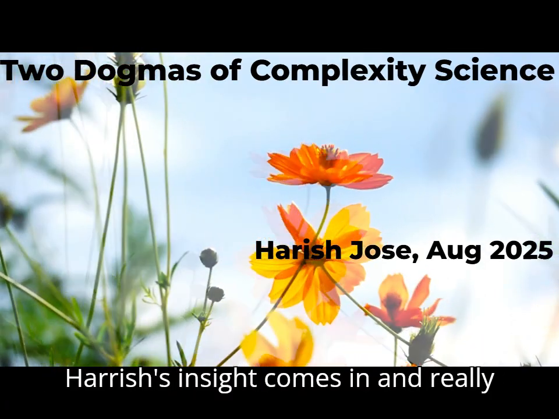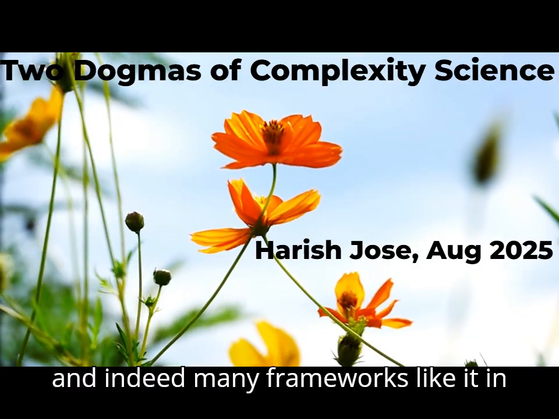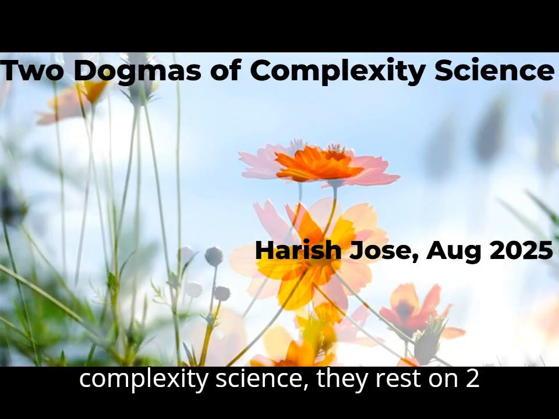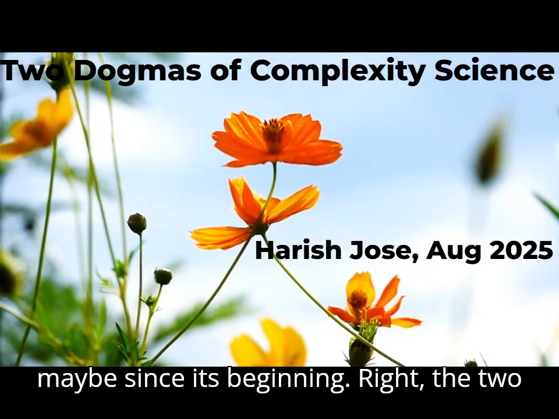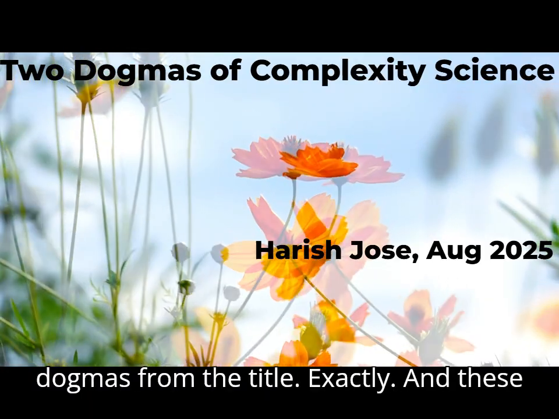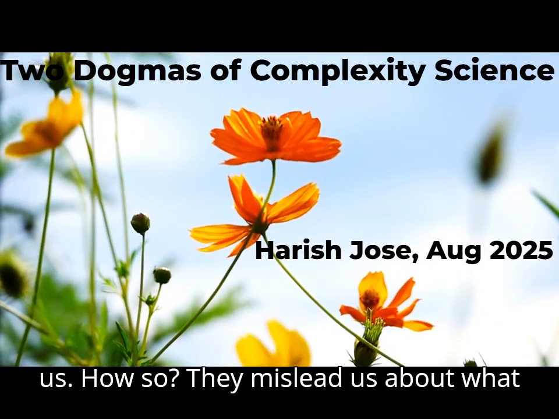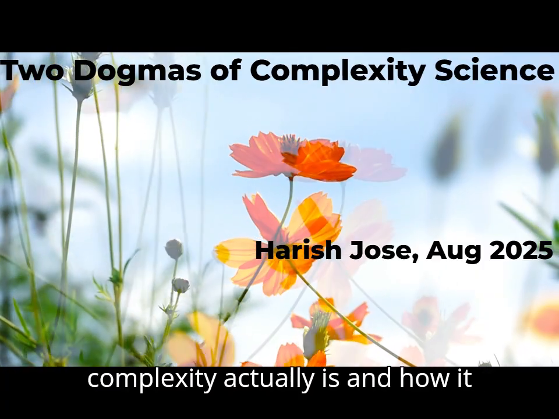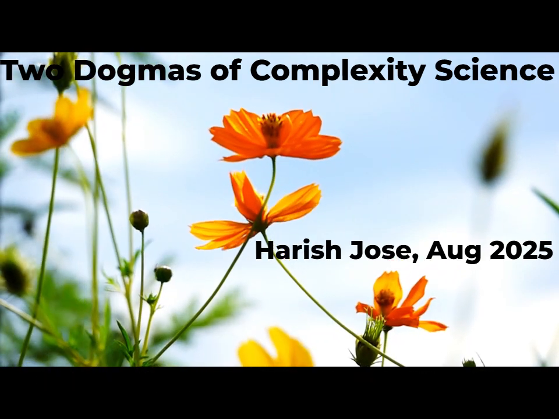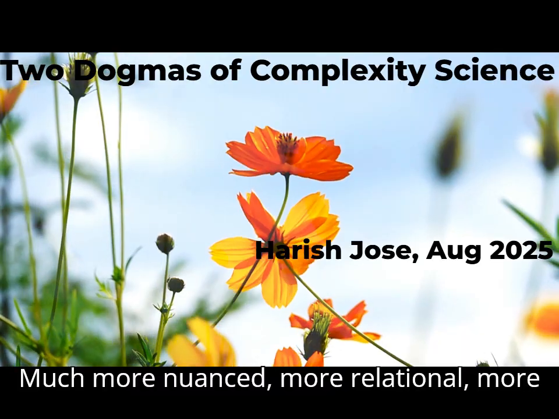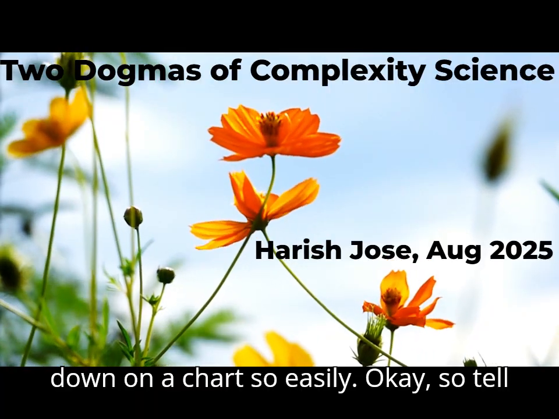That's exactly where Harris's insight comes in and really challenges our conventional understanding. This chart, Ashby space, and indeed many frameworks like it in complexity science, they rest on two fundamental dogmas. Deep assumptions that have shaped the field, maybe since its beginning. Right, the two dogmas from the title. Exactly. And these dogmas, Harris argues, don't just limit our understanding. They actively mislead us. How so? They mislead us about what complexity actually is and how it emerges. They subtly guide us down this path of seeking objective measurements and static maps, when the reality is much more nuanced, more relational, more dynamic, not something you can just pin down on a chart so easily.